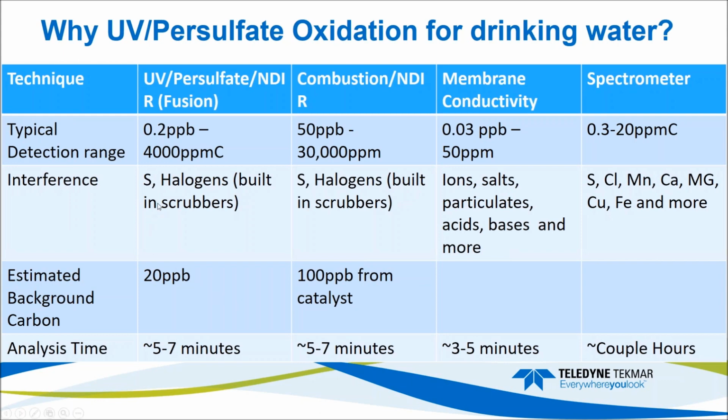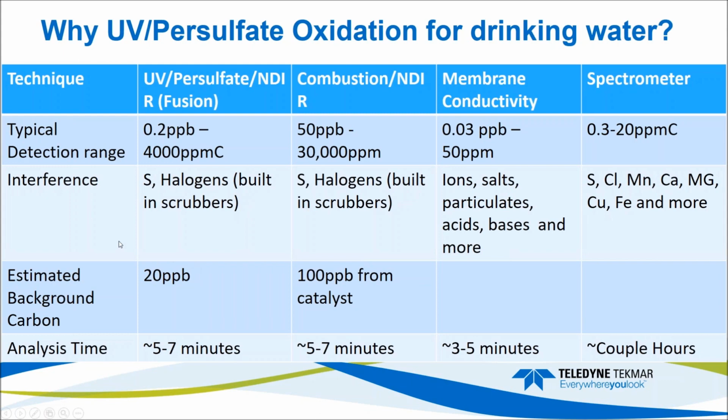So as you can see with an NDIR detector, the only two things you need to worry about are sulfur and halogen. There's a built-in halogen scrubber in all our instruments, and we offer an optional sulfur scrubber, so you can say with certainty that you're not going to get a false high reading from these compounds.